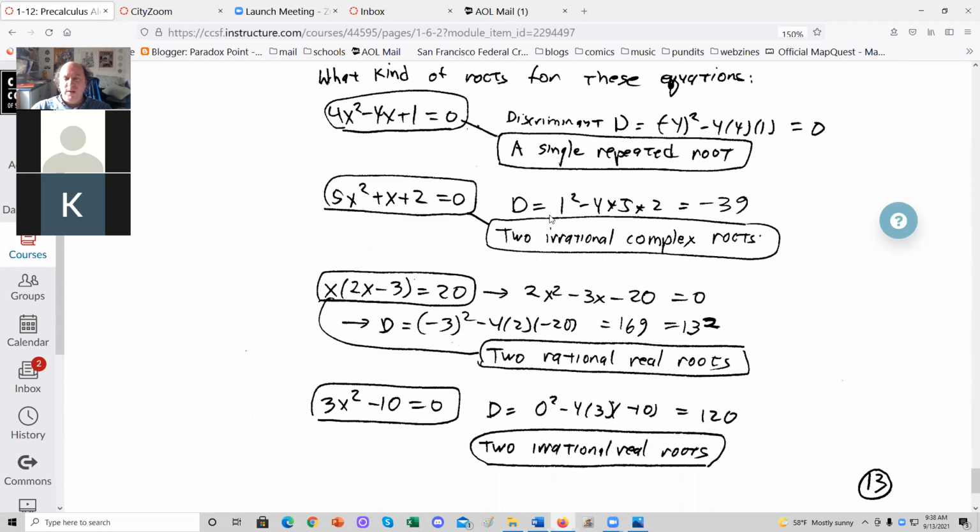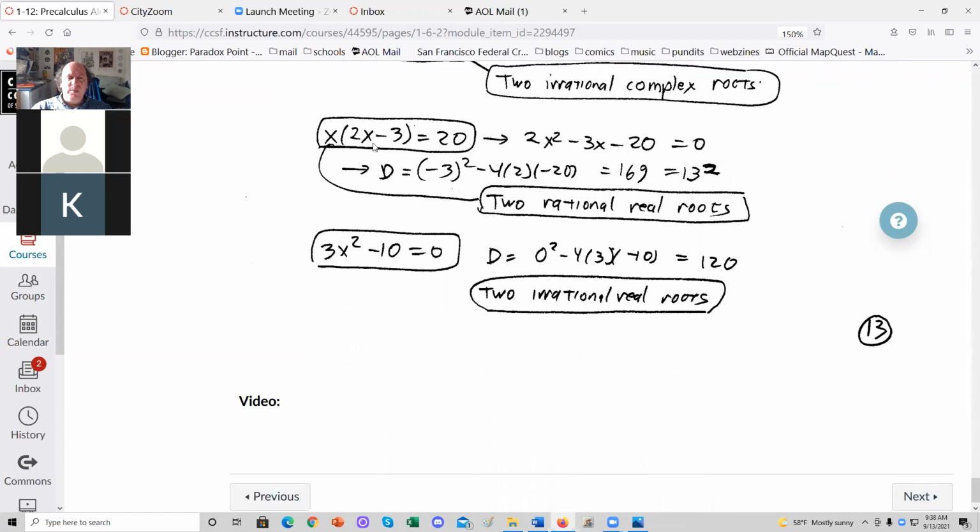5x squared plus x plus 2: 1 squared minus 4 times 5 times 2 is negative 39. This means that there'll be complex roots. Since this is not a square of a whole number, there'll be two irrational complex roots. Here you have x times 2x minus 3 equals 20. After a bit of algebra, that's 2x squared minus 3x minus 20 equals 0. Discriminant is negative 3 squared plus 4 times 2 times 20, which is 169 or 13 squared. There's two rational real roots.